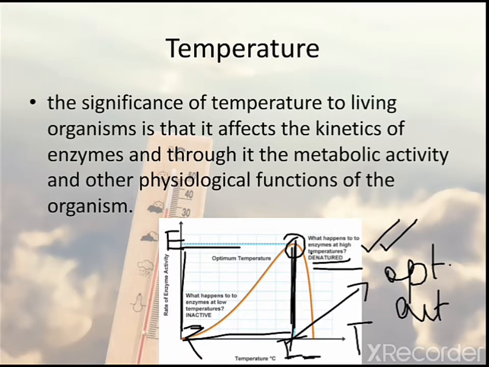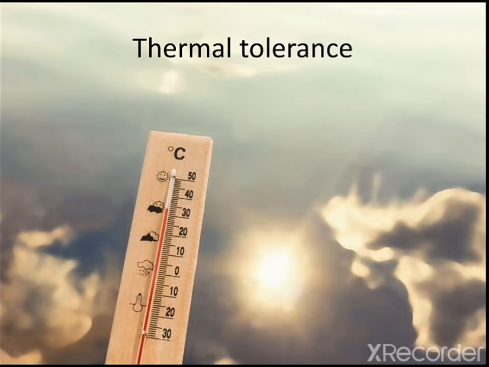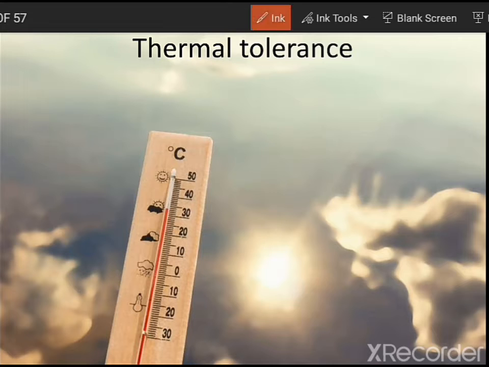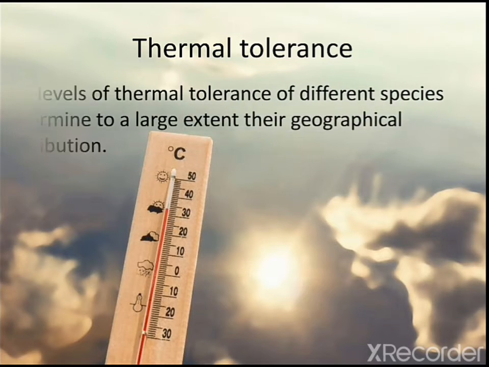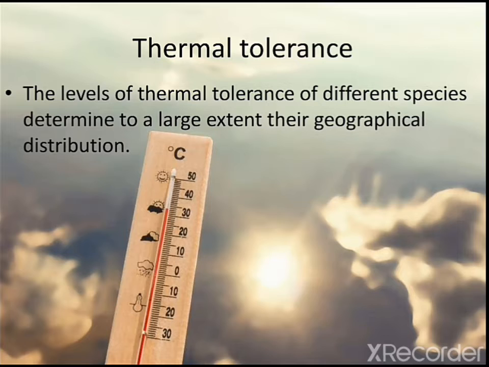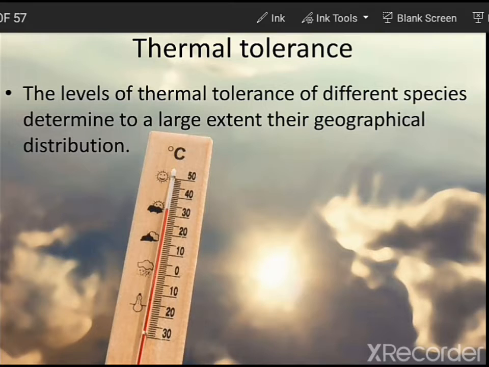Another important thing to note regarding temperature is the thermal tolerance of organisms. The thermal tolerance of different organisms determines their geographical distribution. That means if we have a group of organisms capable of tolerating colder conditions, then their number will be higher in colder conditions as compared to hotter conditions.